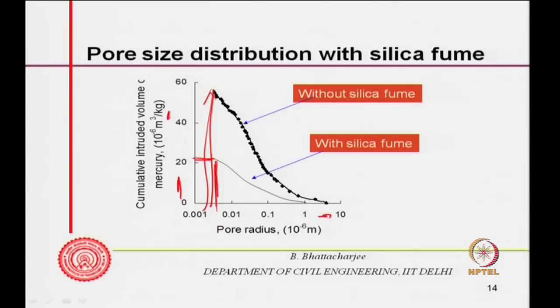Not only that, you see the maximum size here is this, whereas the maximum size here is this one. So, therefore, there is a reduction in the size as well as the volume of the pores. Both the size of the pores and the volume of the pores will reduce. Now, that is what we have seen, because it goes into the interstices of the cement system and therefore reduces the porosity, acting as a filler.